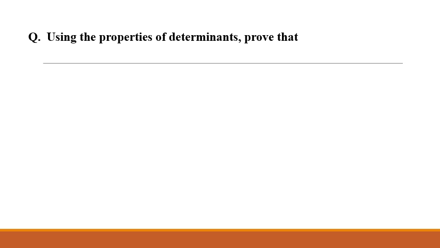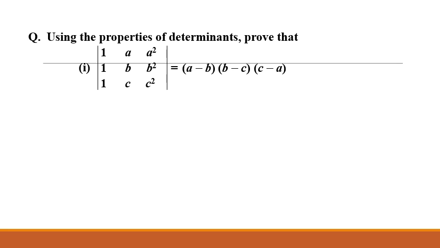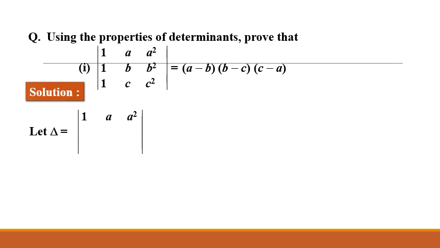Consider the next example. Using the properties of determinants, prove that the determinant with rows 1 a square, 1 b square, 1 c square is equal to (a minus b)(b minus c)(c minus a). So consider the LHS of the above determinant. We will apply the operation R1 implies R1 minus R3.